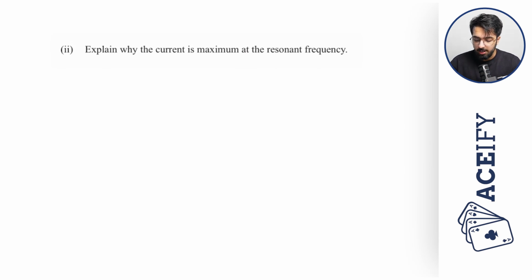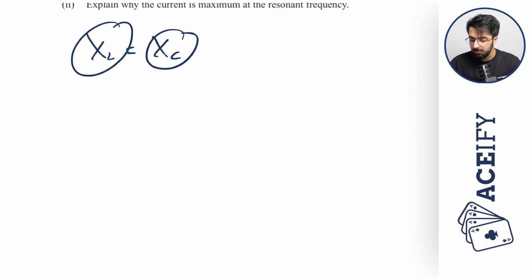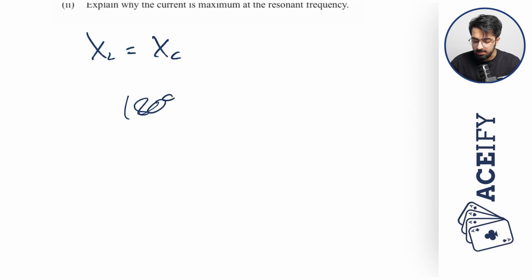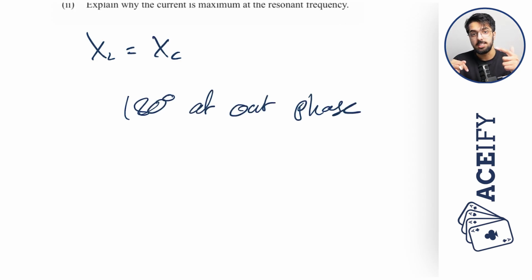Explain why the current is maximum at the resonant frequency. As stated before, when we're at our resonant frequency, the reactance of the inductor is equal to the reactance of the capacitor. As we know, the reactance of the capacitor and the reactance of the inductor are 180 degrees out of phase. So if they're equal to each other and 180 degrees out of phase with each other, they're going to cancel each other out.